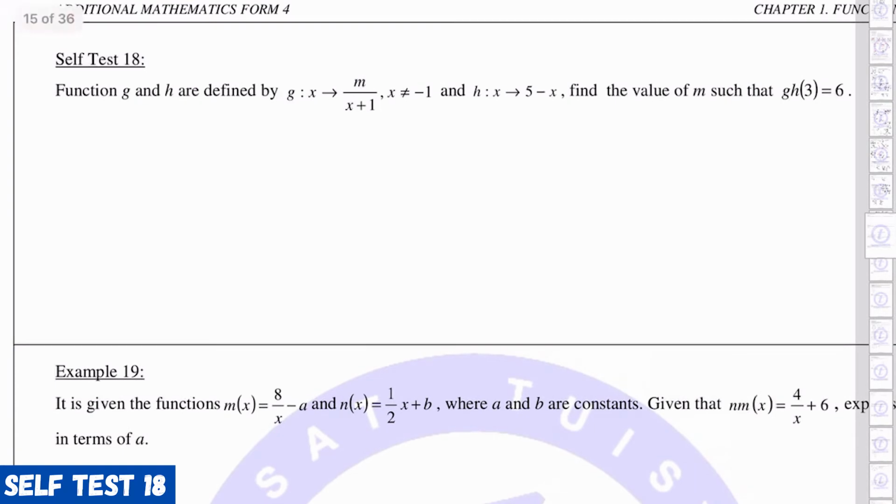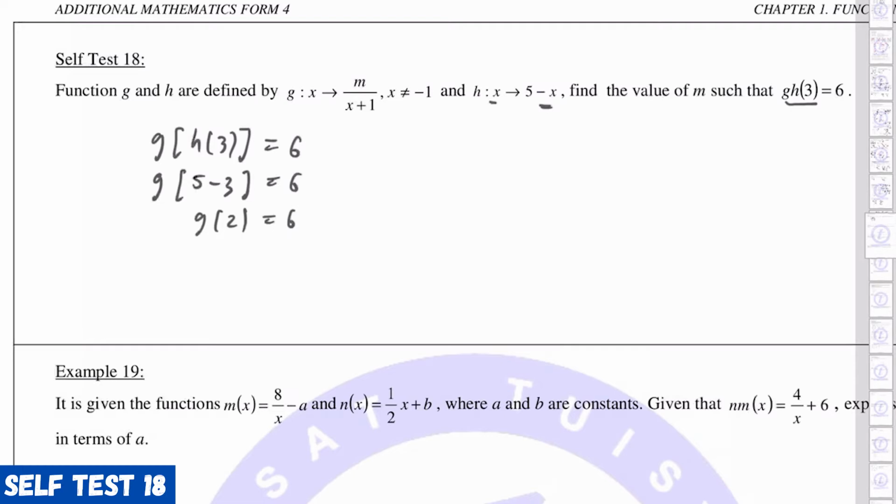Moving on to self-test 18. So here we are finding the value of m given that gh(3) equals 6. Okay, it's a little bit different from my question just now, because my example is more guided. This is not. So you need to figure out what h(3) is first. I just want to highlight to you, this is h(3). We want to do h(3) first. And h(3) simply means putting 3 inside your h here. So it's 5 minus 3. What is 5 minus 3? 2, g(2). g(2) is 6. So now I substitute 2 inside here and here. So it's m over 2 plus 1 is 6. m is now 18.